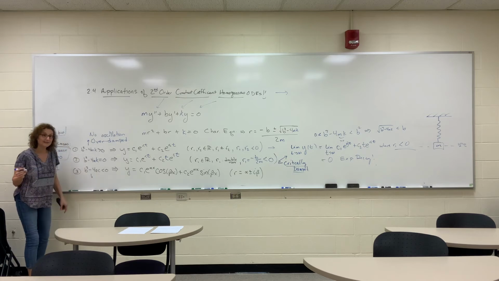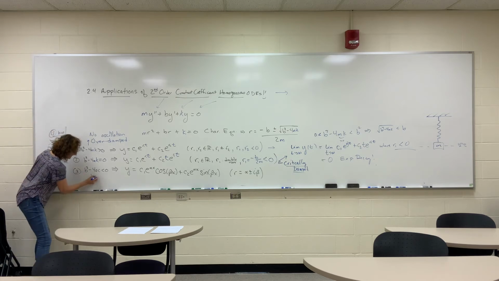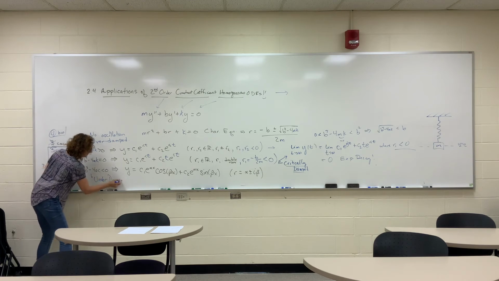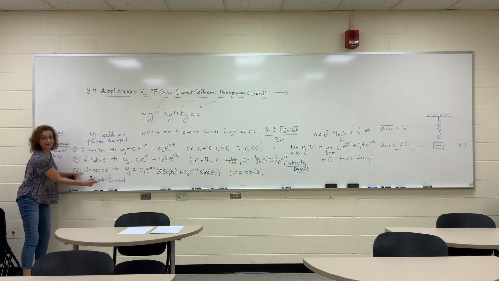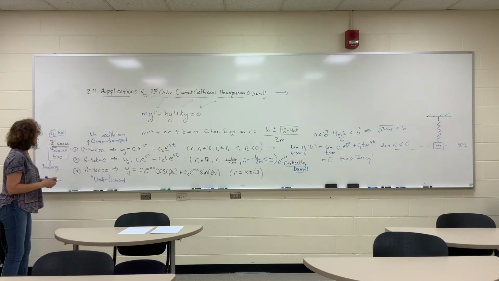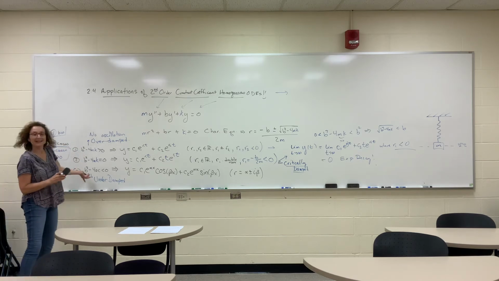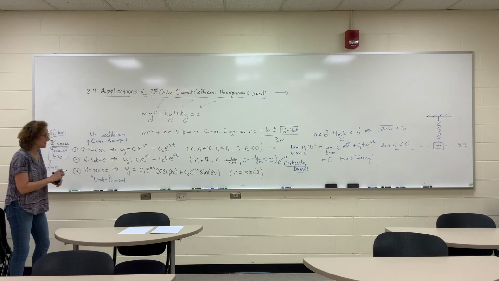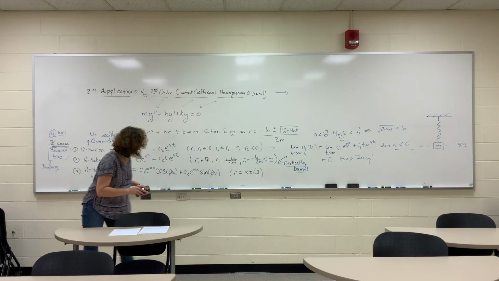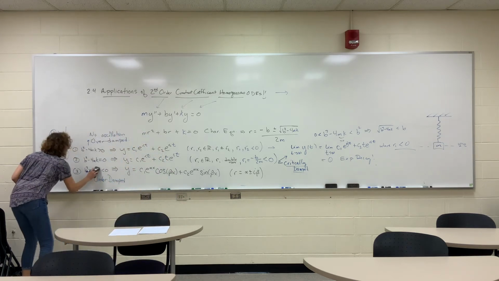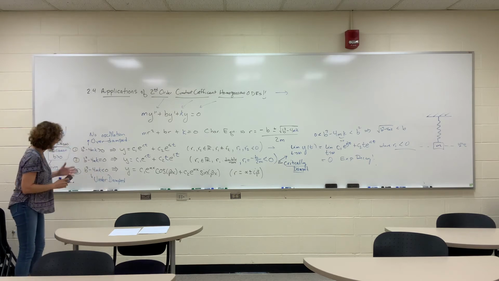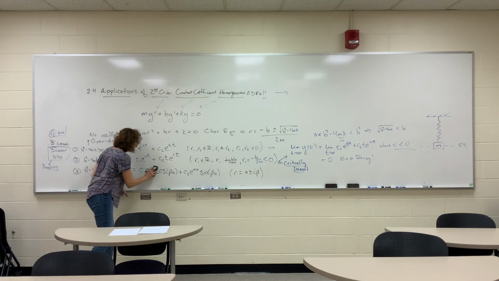Any guesses? Underdamped. I'm glad I wrote this one over that one, right? Hey, that one's overdamped, that one's underdamped. Anyway, so let's see what's happening with underdamped, right? Okay. So now what do we have? b squared minus 4mk is negative, right? What are our solutions?